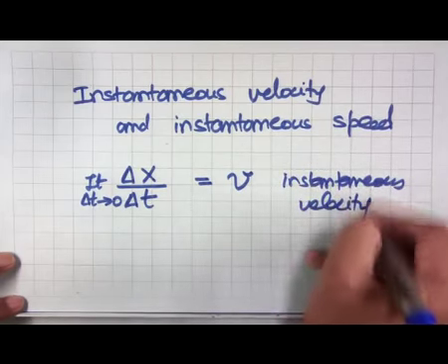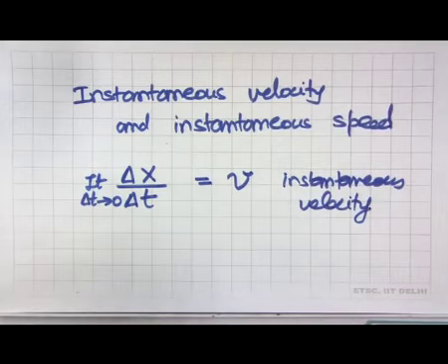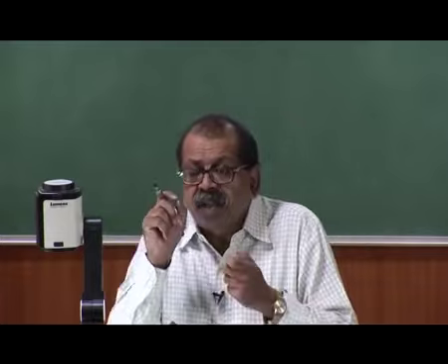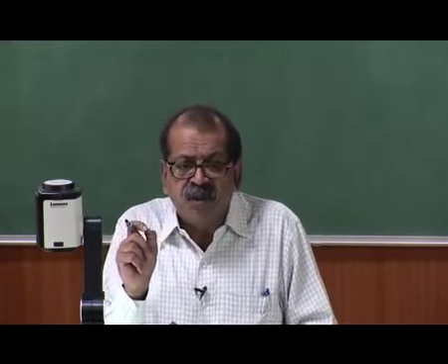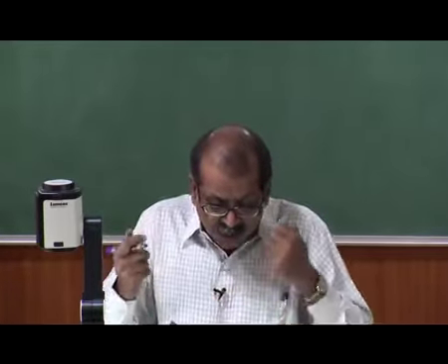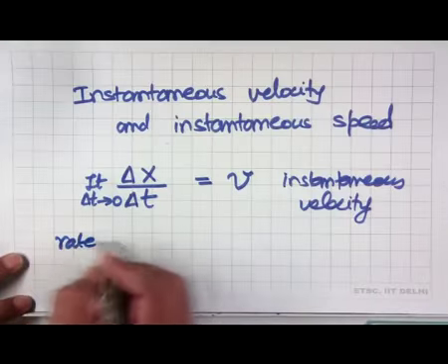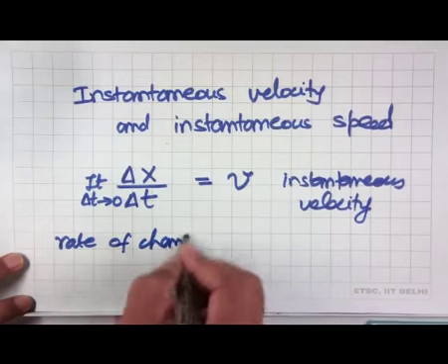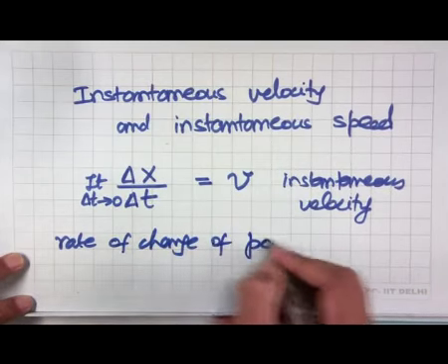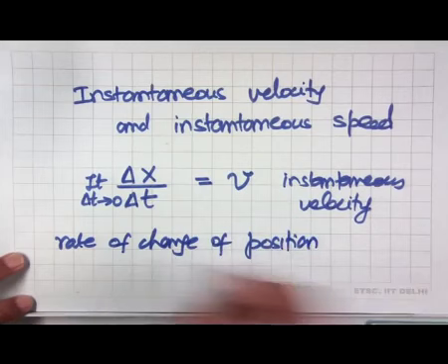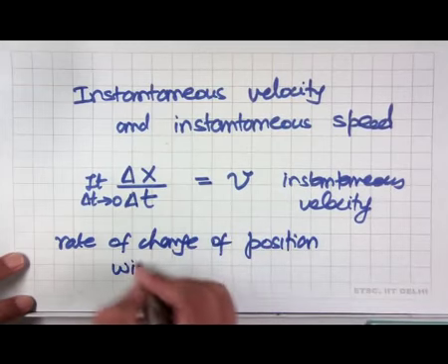So, instantaneous velocity is the average velocity in the limit that the time interval over which you are considering this average becomes smaller and smaller, and this is what we say is the rate of change of position with respect to time.